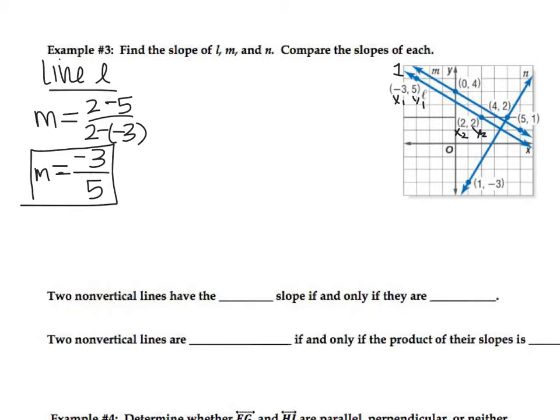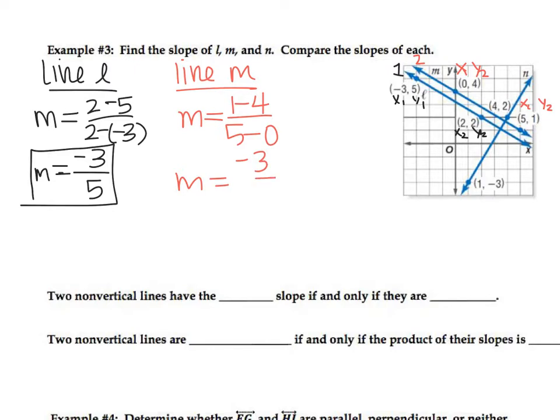Our second line is line M, so our second line here. The 2 points that are on that line are the points 0, 4, so x1, y1, and 5, 1, which we'll label x2, y2. So line M, its slope is going to be 1 minus 4 divided by 5 minus 0. So 1 minus 4 is -3, 5 minus 0 is 5. So again, we get a slope of -3/5.